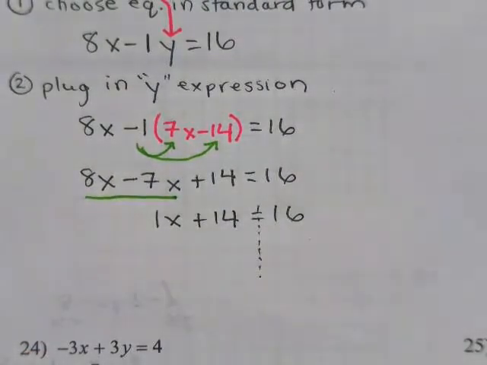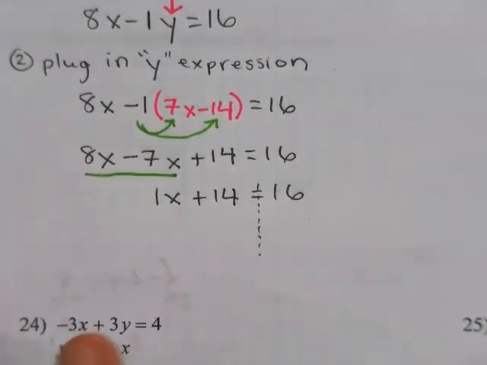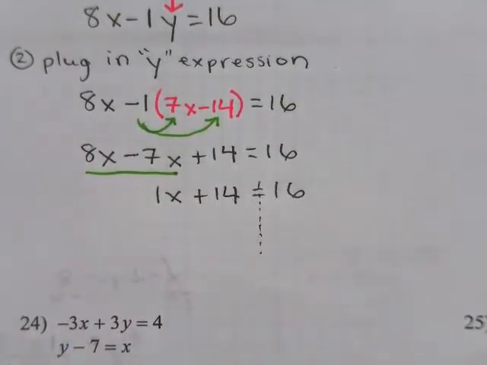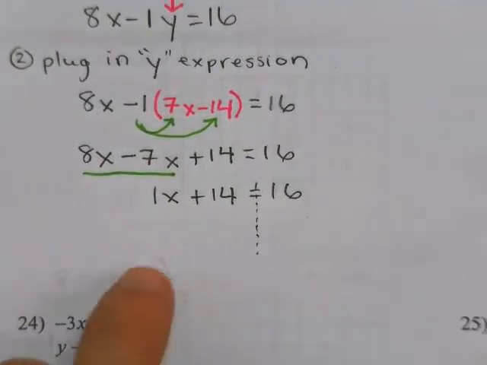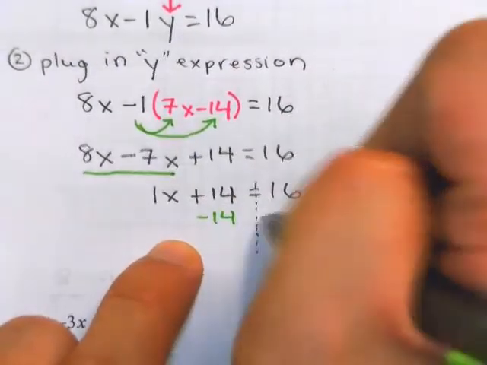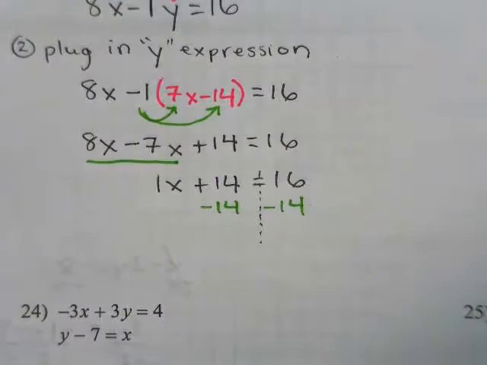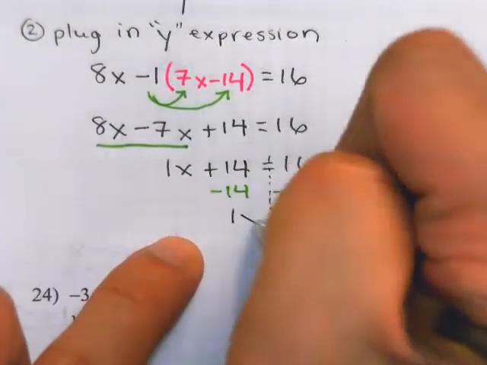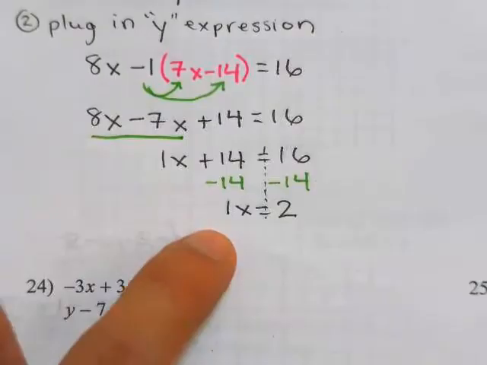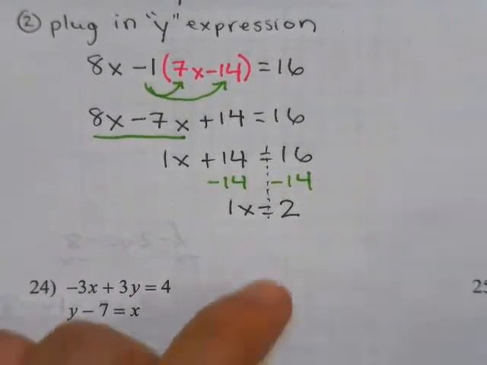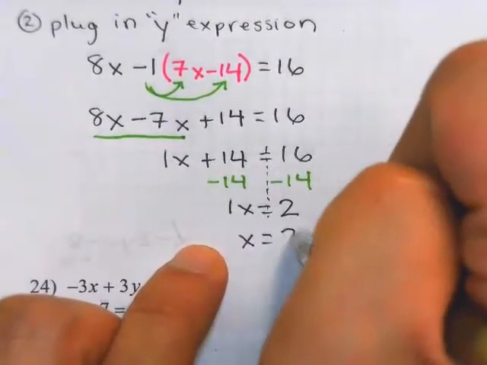And then from here, now you can start transferring, doing the minus something on both sides. What are you going to subtract on both sides? 14. We're going to subtract 14 on both sides. So we're left with 1x is equal to 2. And actually, this is your solution. 1x is the same thing as saying x, so x is equal to 2.